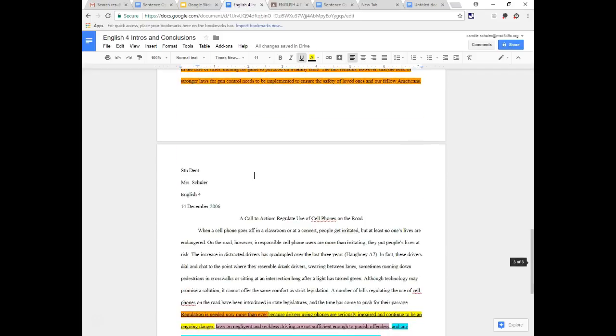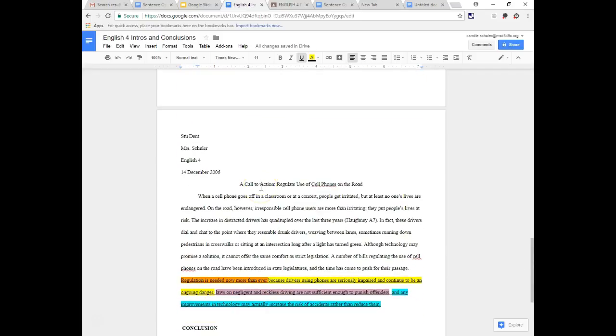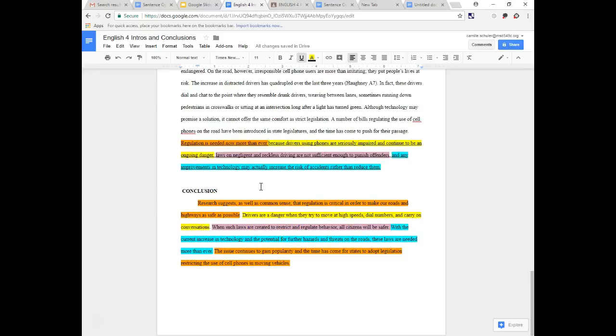I gave you another example right here, a call to action for the cell phone use on the road. And again, you'll see argument in orange, topic 1 in yellow, topic 2 in pink, topic 3 in blue. And then if you go through the conclusion, you'll see that the conclusion follows the formula exactly and reads really nicely.